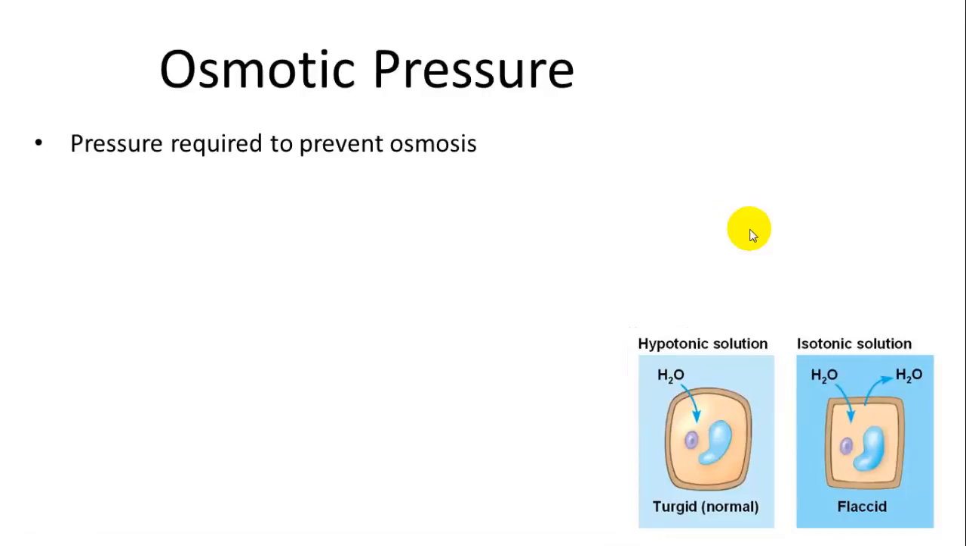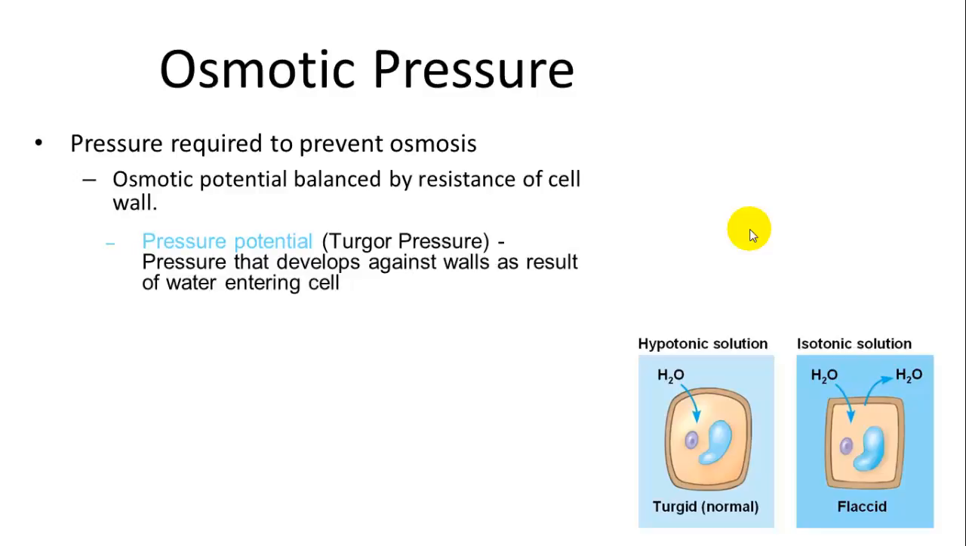Okay, so osmosis then creates a pressure, so the desire of water to flow one way or another can push against a membrane or can push against the cell wall in the case of plants. So osmotic pressure is the pressure required to prevent osmosis. So it may have a physical barrier or something which is going to prevent osmosis. It must be at some strength to prevent that. The osmotic potential balanced by resistance of a cell wall.